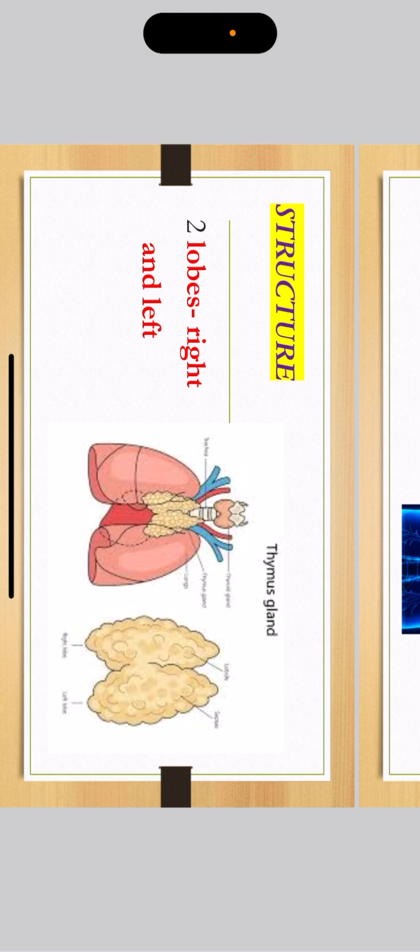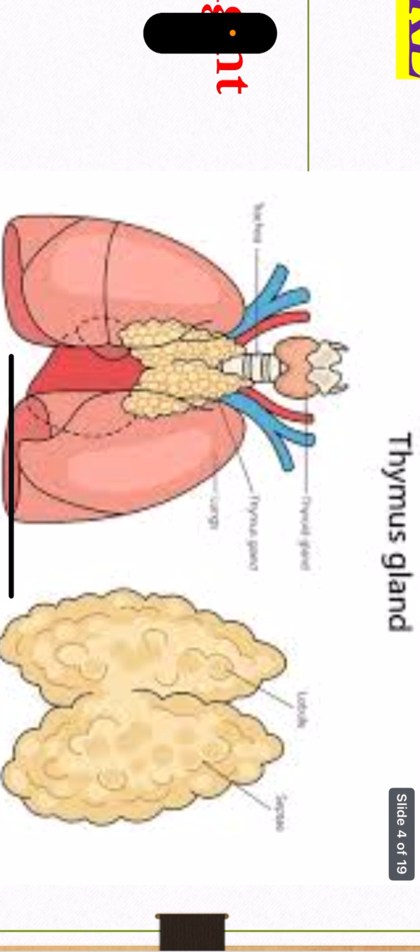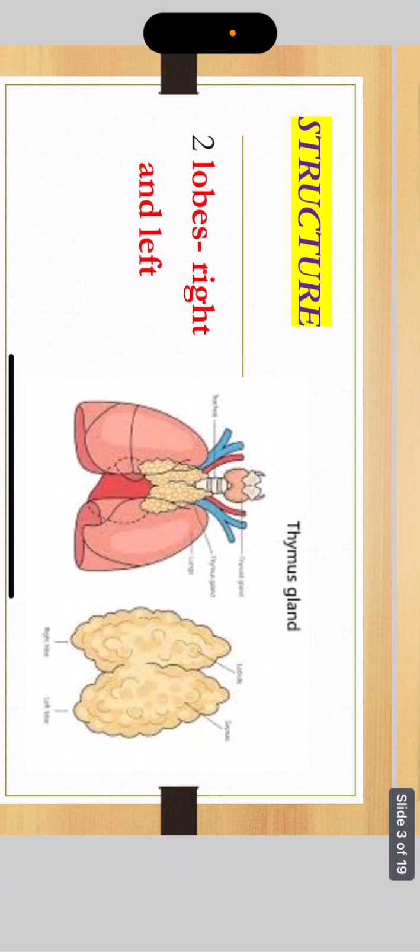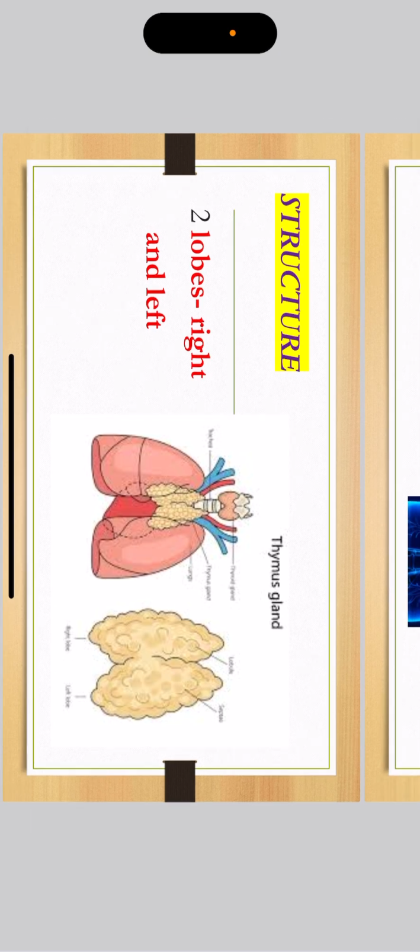You can see here. Okay, now each lobe, listen to me carefully, each lobe, it is subdivided into several lobules by the septa. You can see in this figure. There are certain septa and lobules are there inside the lobes. Okay, and each lobule has outer cortex and inner medulla.